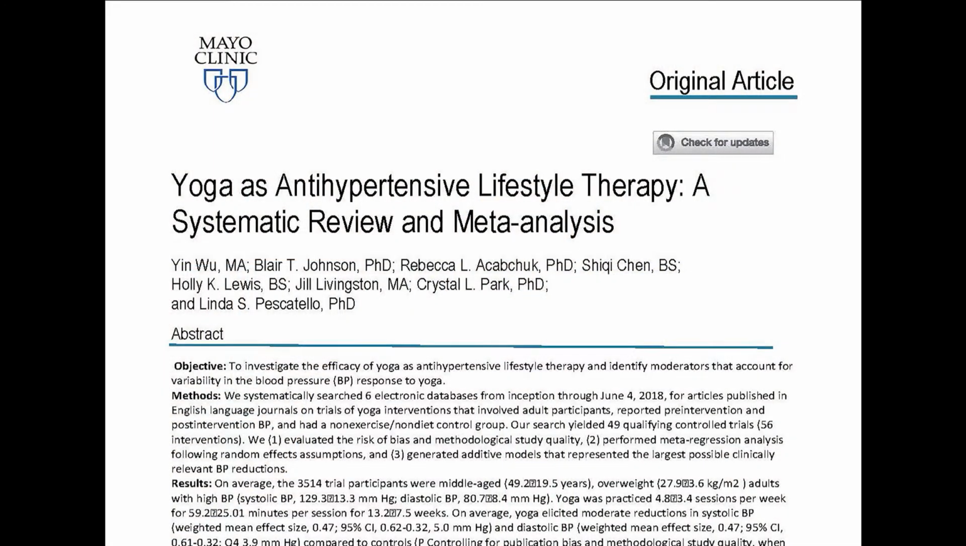Traditional yoga seeks to align the body and mind, and its basic modern form utilizes 3 elements, namely physical postures, breathing techniques, and meditation and mental relaxation. The beneficial effects of yoga on hypertension are examined in the original article entitled Yoga as an Antihypertensive Lifestyle Therapy, a Systematic Review and Meta-Analysis, authored by Dr.